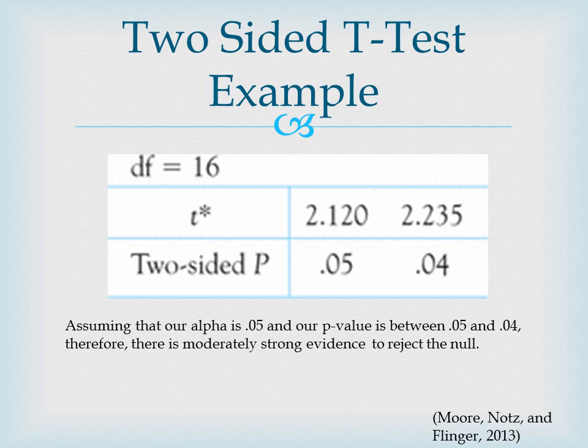Now, this kind of puts us in a tricky spot because the p-value is not that much smaller than alpha, but with that said, we can say that there is moderately strong evidence to reject the null, and from there we can conclude that students who are engaged in community service, on average, are more attached to their friends.